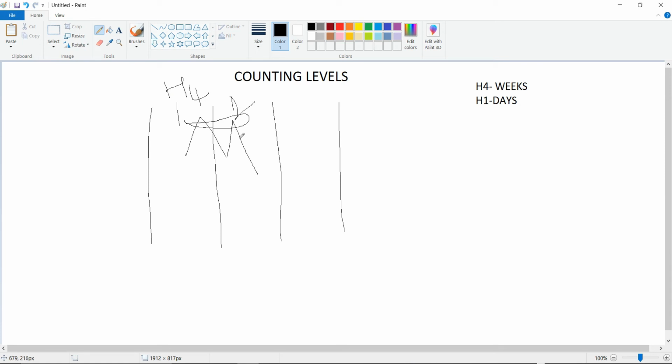This is for H4. This is your first week, this is your second week. So you could have your period separator here, then you have your first level here, your second level here, your third level here. 1, 2, 3. This happens every week because from here to here in H4 is a week. Likewise, every other period separator separates the weeks for higher time frames. That's for H4. Then for H1, they separate the days.